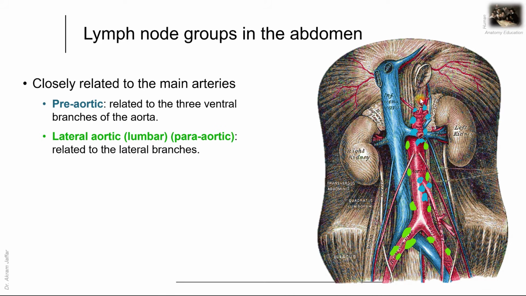The celiac, so we have the celiac group of lymph nodes. Superior mesenteric, so we have the superior mesenteric group of lymph nodes. And inferior mesenteric, we have the inferior mesenteric group of lymph nodes. And then we have a lateral group, which is also called the lumbar group. Remember that some of the lateral branches of the aorta are the lumbar arteries, the four pairs of lumbar arteries. So the lateral group is also called the lumbar group or the para-aortic group, indicating that it is located on either side, para, of the aorta.